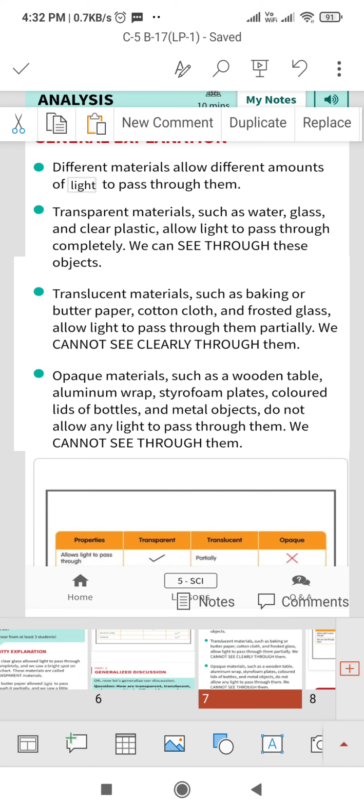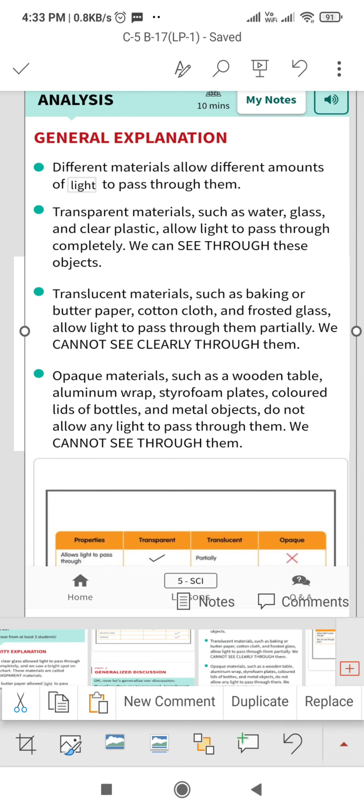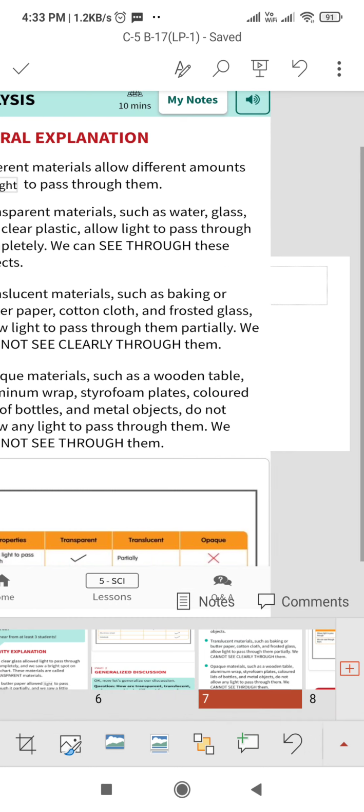Translucent material allows some light to pass through them. For example, butter paper, cotton cloth, frosted glass, these are examples of translucent materials. The last one is opaque material. They do not allow any light to pass through them. For example, wood, bottle, not glass bottle, metallic bottle you can say. Blackboard, wall, that do not allow any light to pass through them, so they are considered opaque materials.